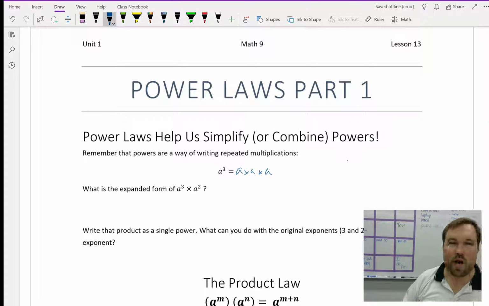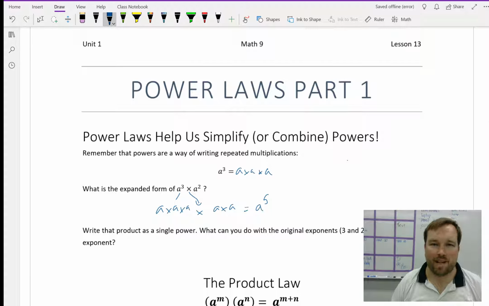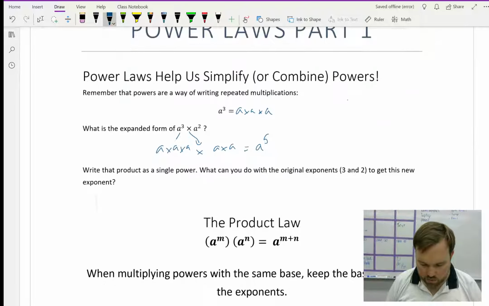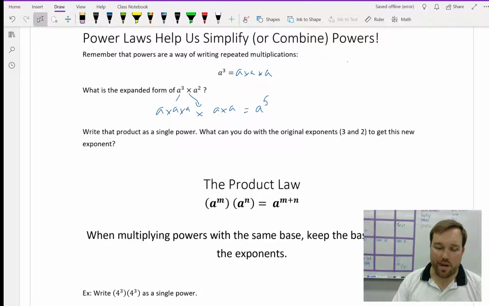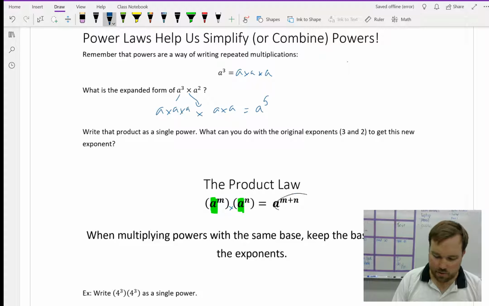So what if we saw a to the 3 times a to the 2? Well, a to the 3, we've just said, is this. A to the 2 is this, and this multiplication sign drops down in between to form another multiplication here. And really, that's 5 a's in a row, so it's a to the power of 5. And that leads us to discover our first rule, which is called the product law, where if we have the same base, meaning same letter or same number on the bottom, and we have a multiplier in the middle, we can add the exponents.